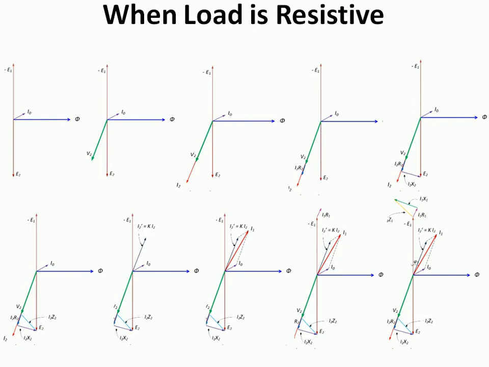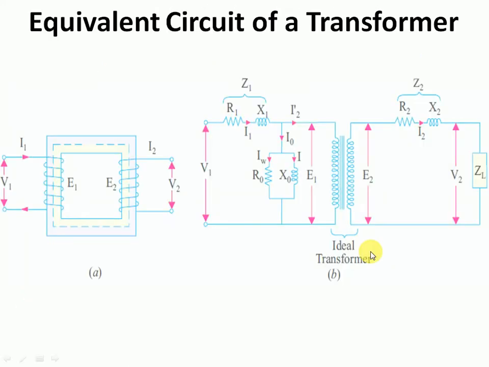Now we have to move to the primary side. Before that we will take a small glance at this equivalent circuit of the transformer. This is the secondary part, and this is the primary part. This I0 represents the no load current, and the primary current is I1, which is taken from the supply, and this portion represents I2 dash.